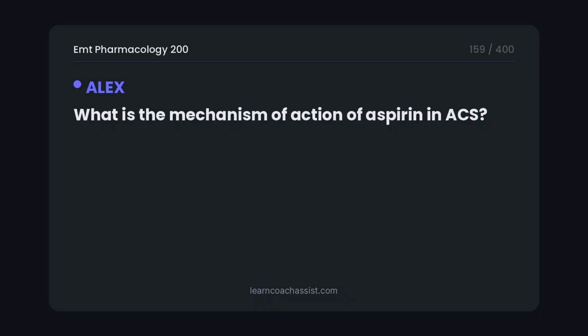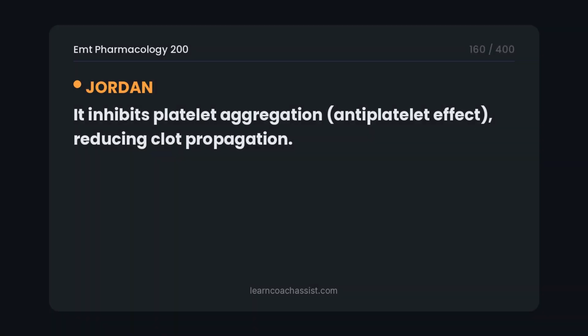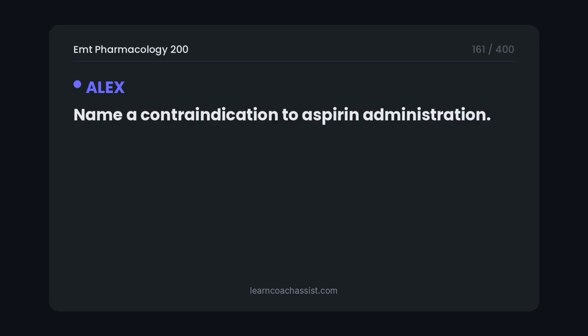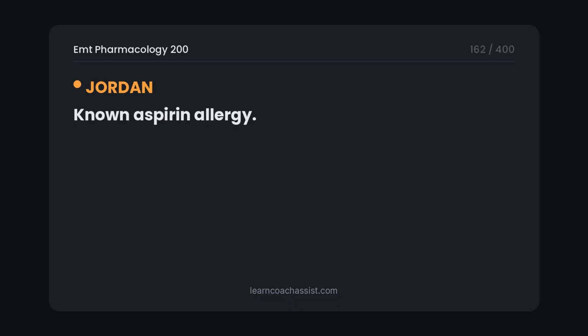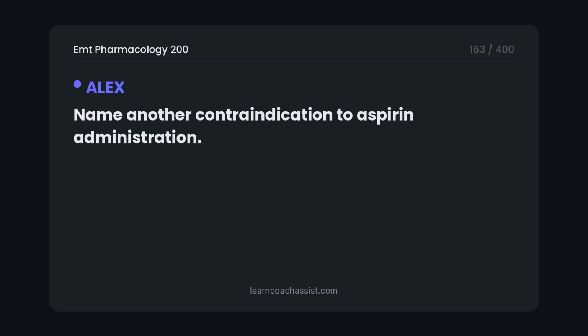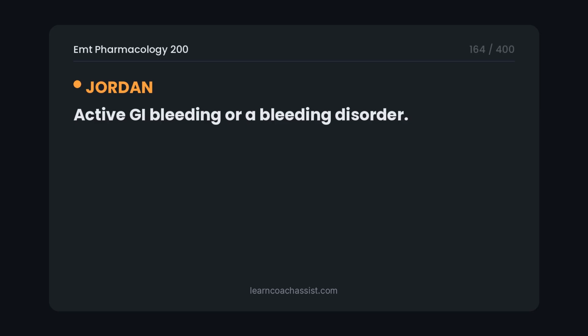What is the mechanism of action of aspirin in ACS? It inhibits platelet aggregation, antiplatelet effect, reducing clot propagation. Name a contraindication to aspirin administration. Known aspirin allergy. Name another contraindication to aspirin administration. Active GI bleeding or a bleeding disorder.